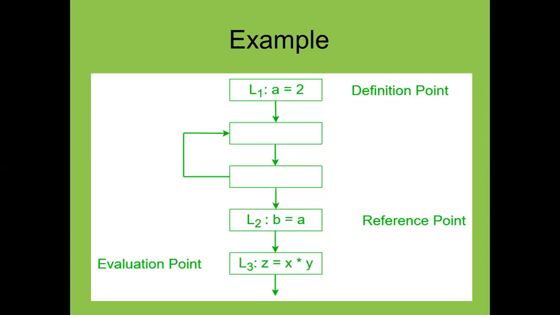Now you can see L1 and L2 already. In the case of L3, this indicates the evaluation point, because here you are doing the final calculation for all the preceding ones. Now you can differentiate each point: definition point, reference point, and evaluation point. Here you can see L2 colon B equals A, and A equals 2 already. Now we can replace this value, A equals 2. Here L2 colon B equals, again we get 2.